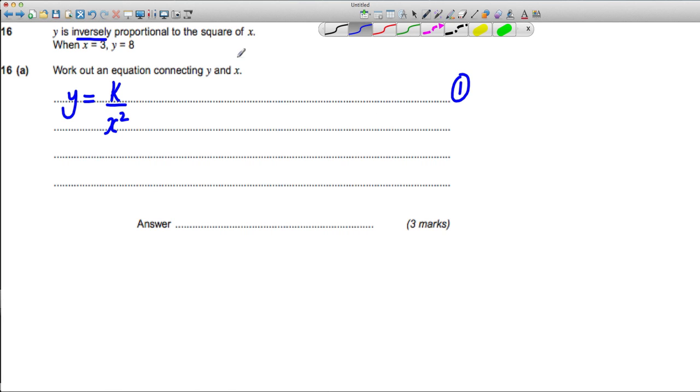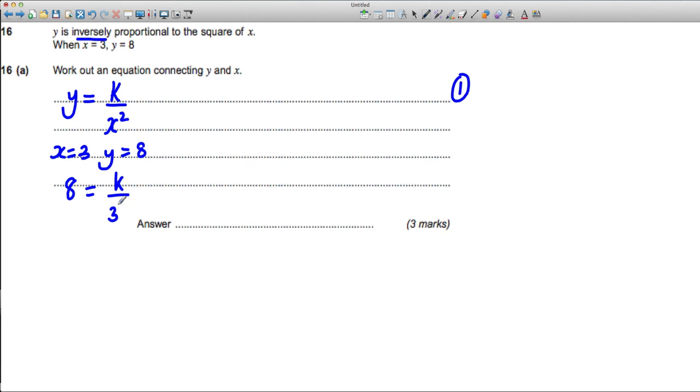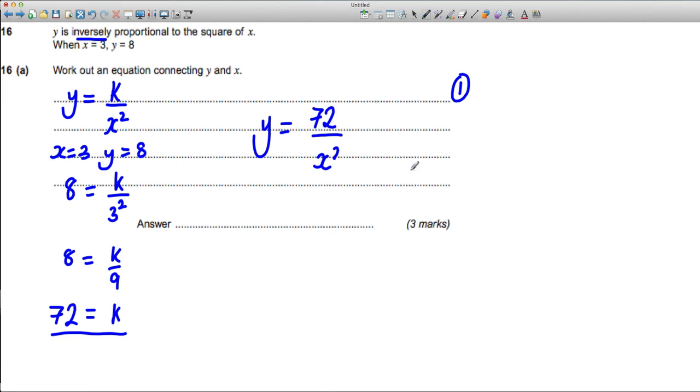Now we're going to substitute in. We know when x is 3, y is 8, so we're going to sub that in. 8 must equal k over 3 squared, so 8 is equal to k over 9, and so rearranging this, k must be 8 times 9, which is equal to 72. Okay, so let's state our equation for the final mark. Y is therefore k, which is actually 72, over x squared, and that's our 3 marks.